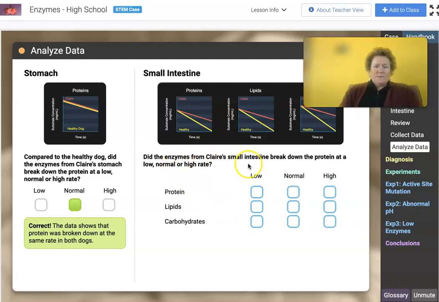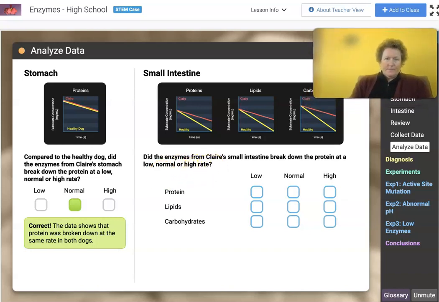Did the enzymes from Claire's small intestine break down the protein at a low, normal, or high rate? So here's Claire in red. Claire's the red line, and the healthy dog is the yellow line. The healthy dog is going down much faster, so the healthy dog is digesting more quickly here because the amount of protein is going down pretty quickly as the small intestine proteases, the protein-acting enzymes, break down the proteins in the dog's small intestine. The same is true for the lipids and carbohydrates.